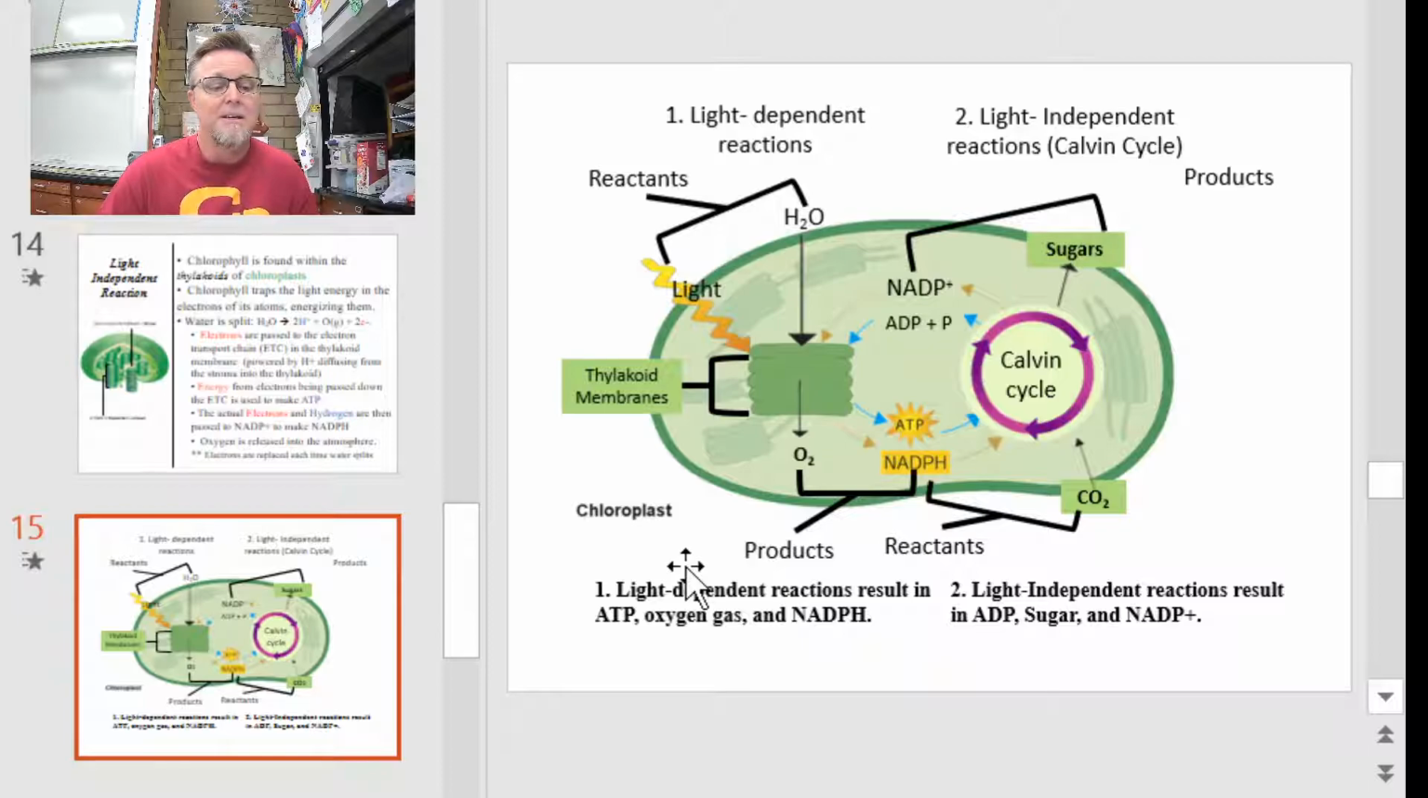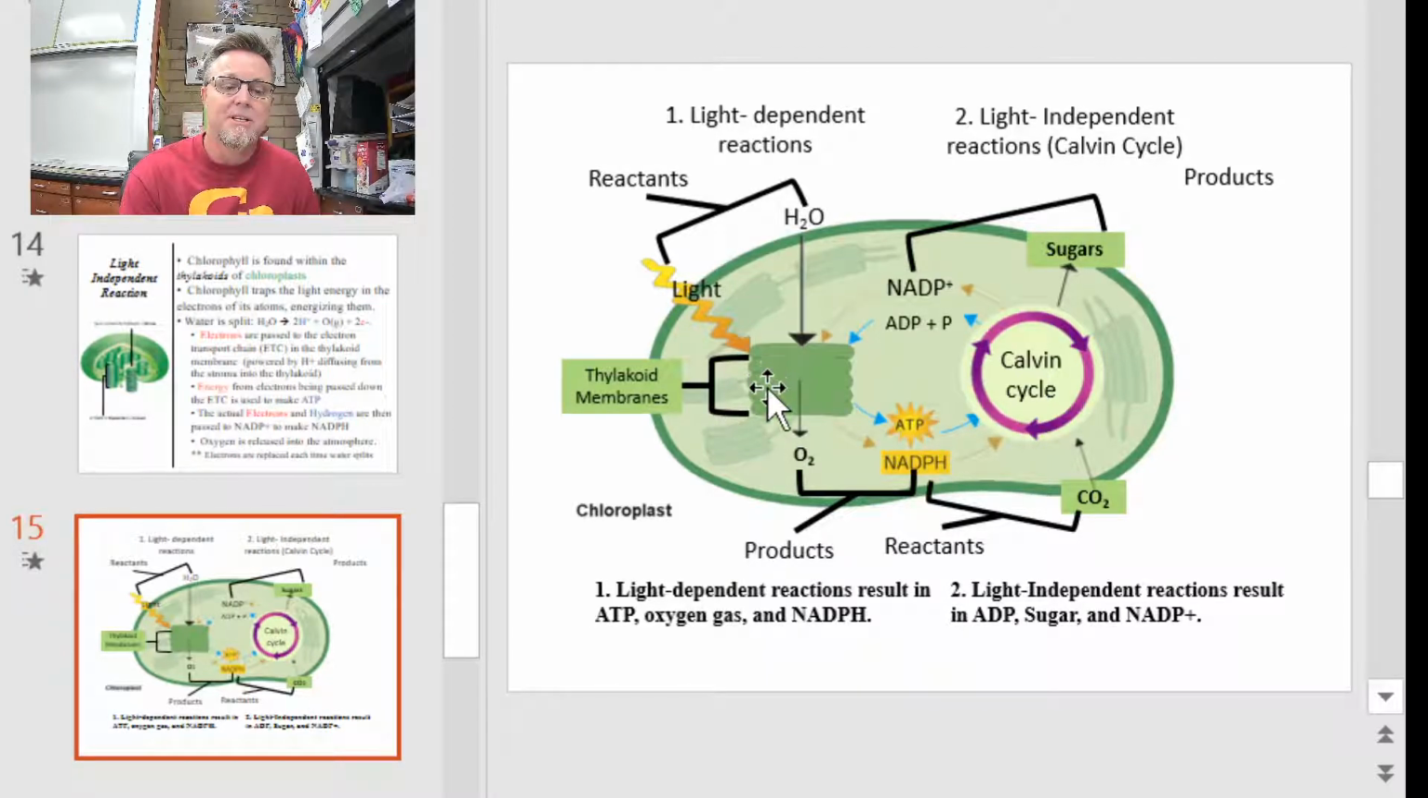Okay? The other part of photosynthesis is the light independent reaction, or Calvin cycle, or dark reaction that occurs over here on the left. So the one thing that I want you to focus on right now is what's coming in and what's going out. So what's coming into the light reaction is light and water, right?